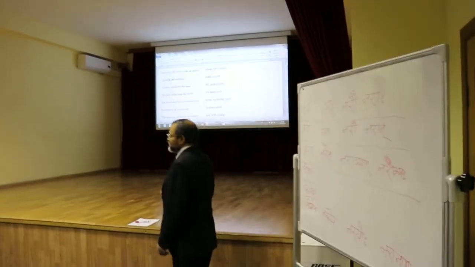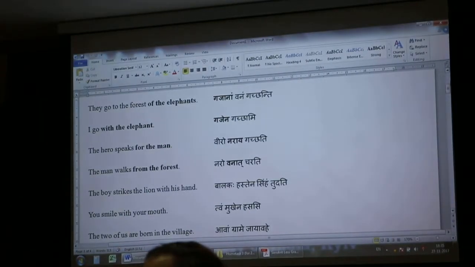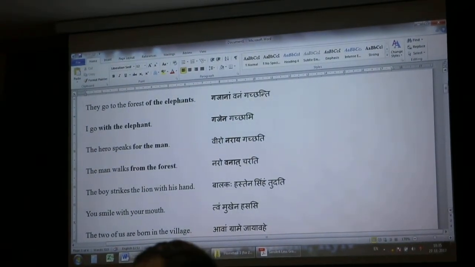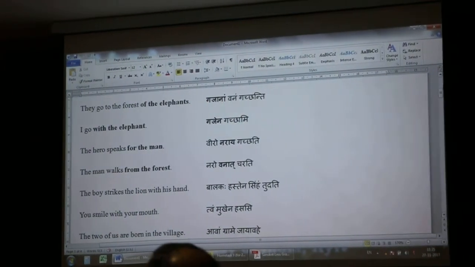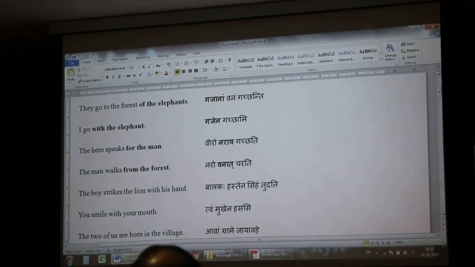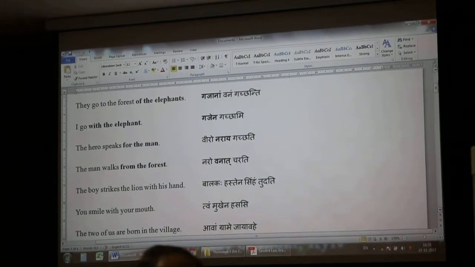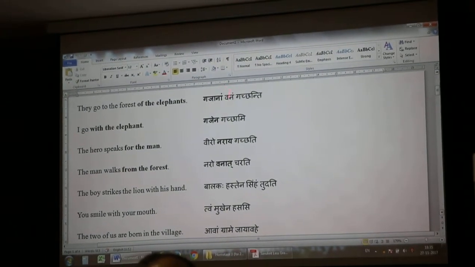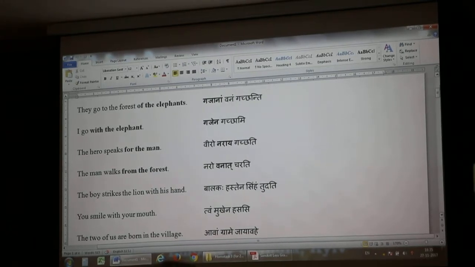That is why it is important to know the charts very well. The moment you have Gajanam, you will understand it is of the forest. It is not to the forest, not in the forest. Gajanam means of the forest. And Vanam, Gajanam Vanam, the forest of the elephants. Gajanam Vanam, forest of the elephants.